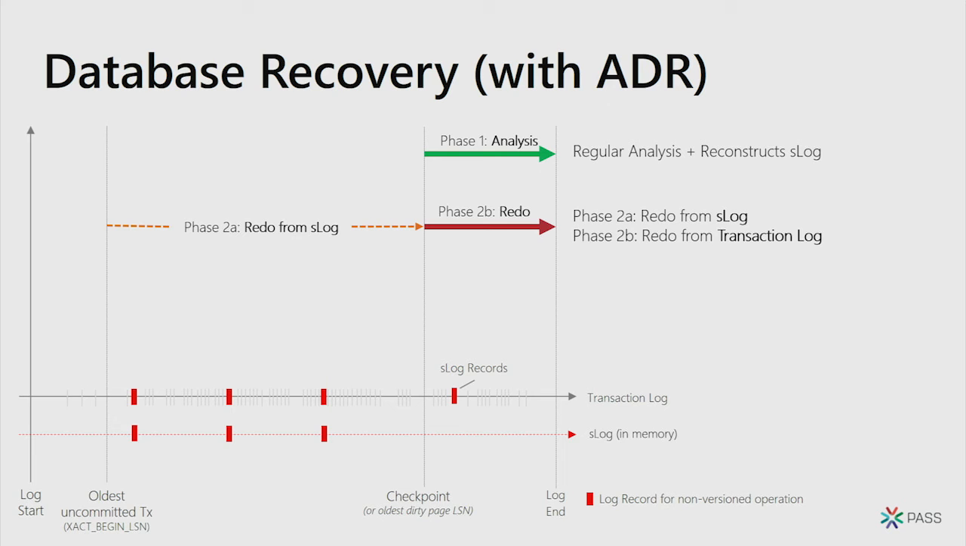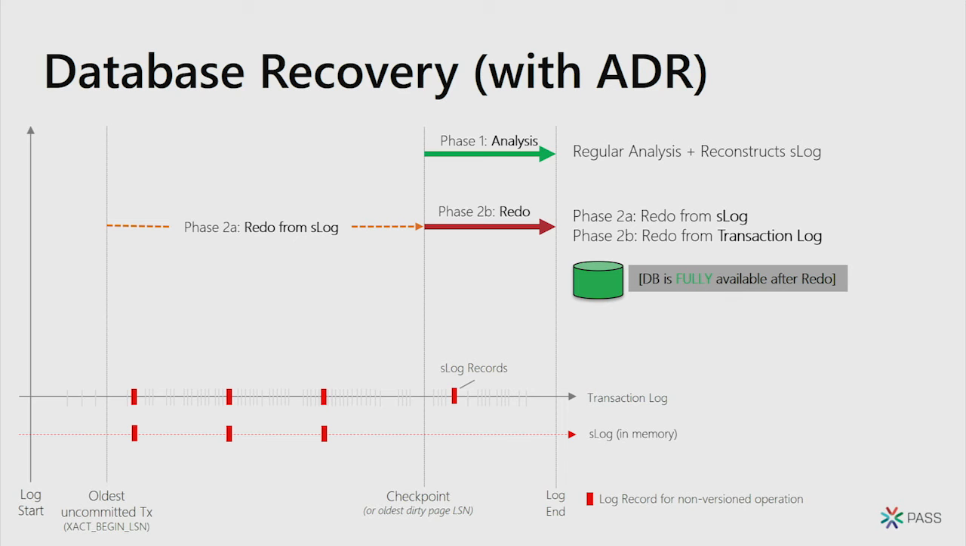And then the only thing we have to redo in the traditional way is what happened after the checkpoint, because the checkpoint is the last time we flushed anything to the data file. Okay, so after the checkpoint, that's stuff that was in memory only. We need to recreate that. So the redo phase becomes much faster, and then guess what?